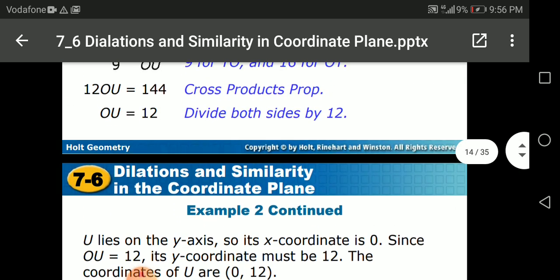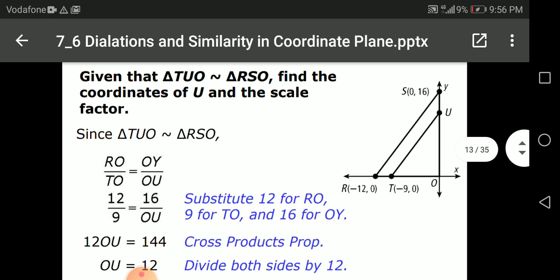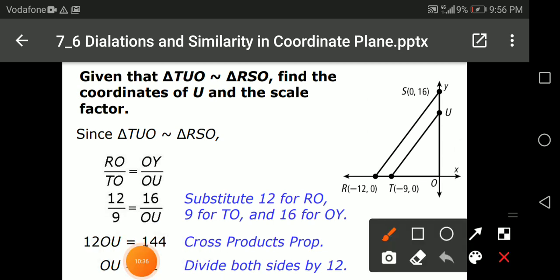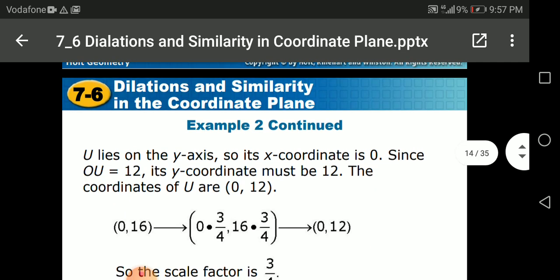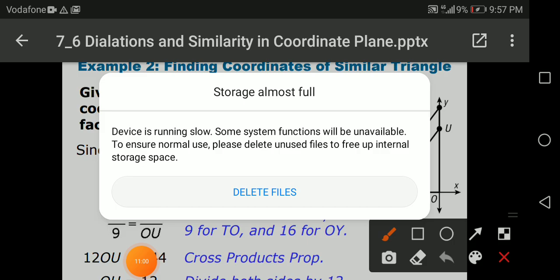What are you saying, miss? Here, guys, I'm talking about OU. We found that it's 12, right? So it's 12 here. I'm asking myself, is this the y-coordinate or the x-coordinate? It goes up on the y-axis, right? So what do you think, guys? Of course, the y-coordinate.